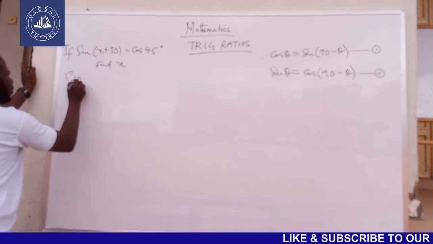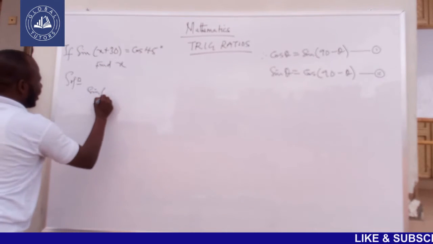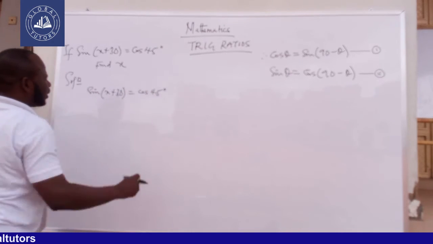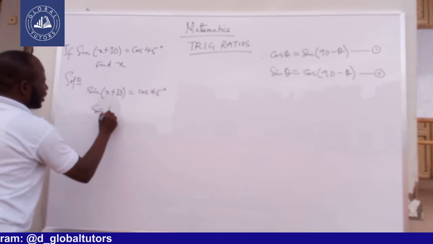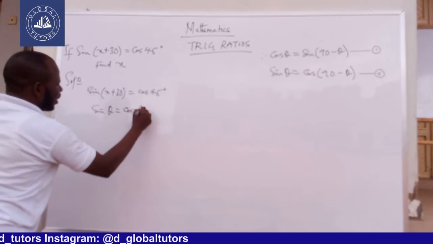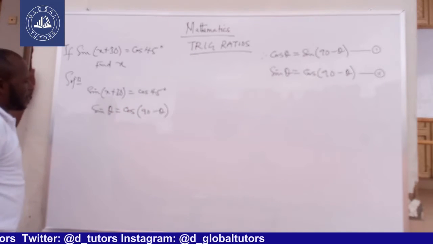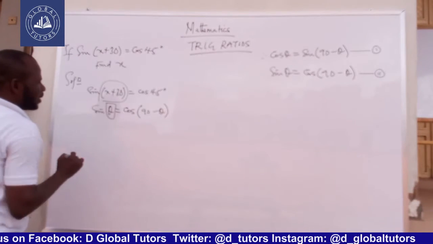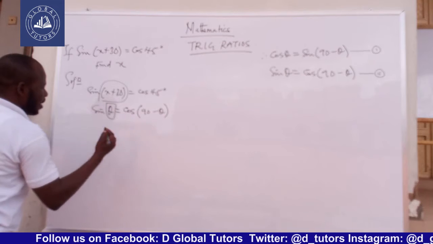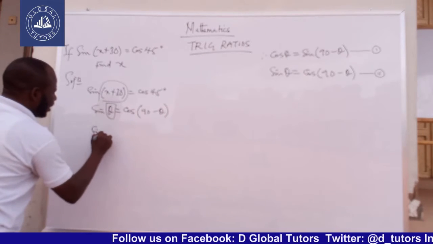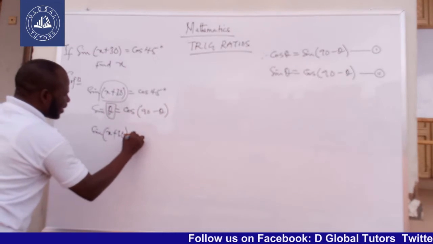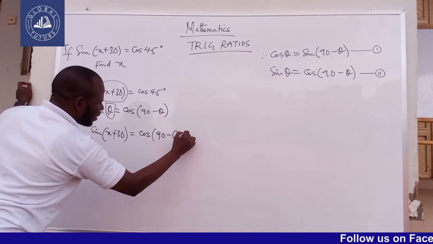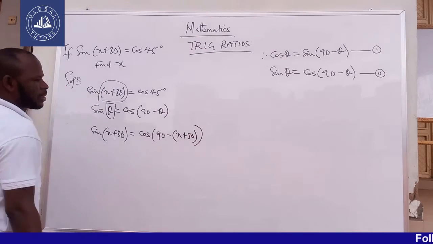Solution. What's the question? Sine (x + 30) equals cos 45 degrees. What do we know? Sine theta is cos (90 minus theta). So everything here now becomes theta. Meaning I can say sine (x + 30) is the same thing as cos of 90 minus, what is the theta now? (x + 30). You close it.